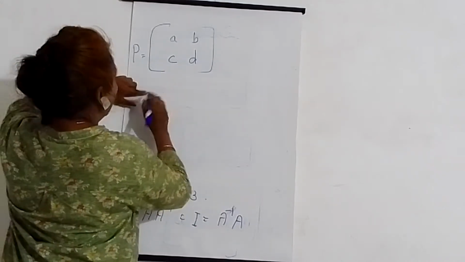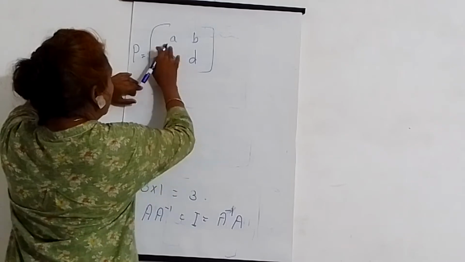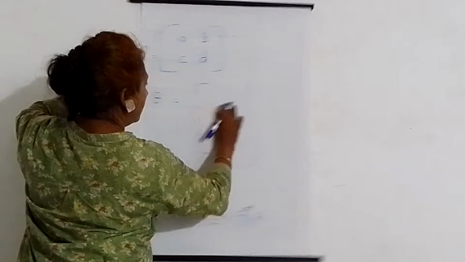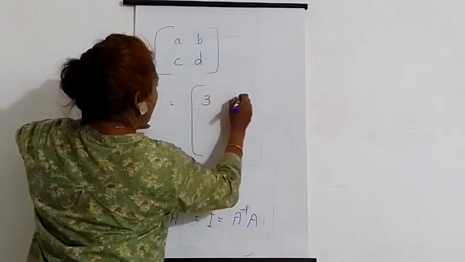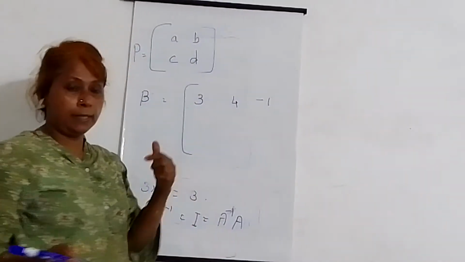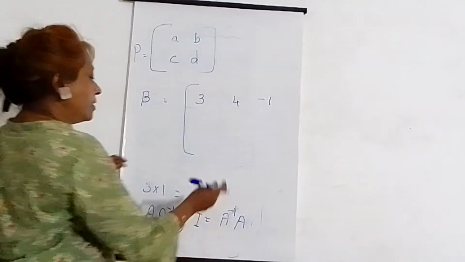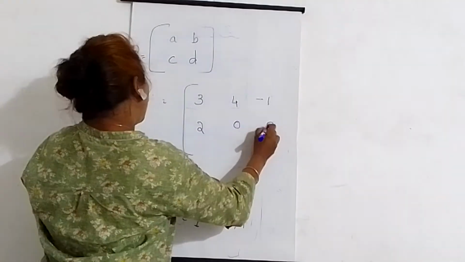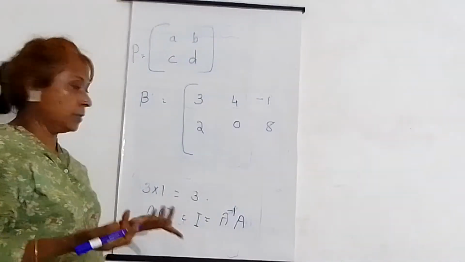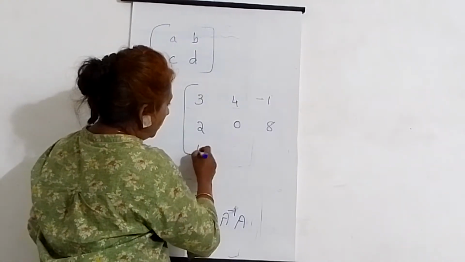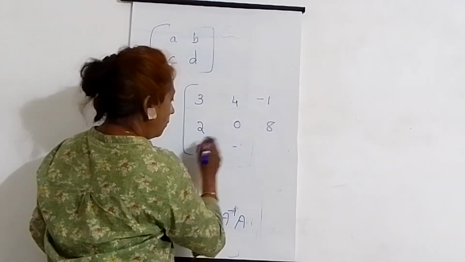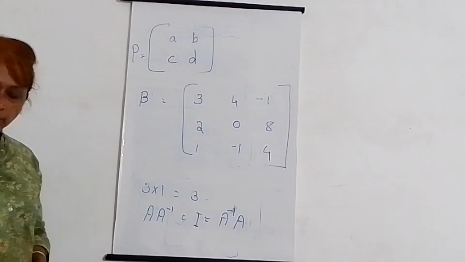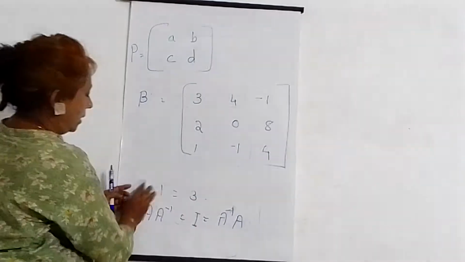I'm going to write another one, let it be B is equal to, a matrix is taken, it's 3, 4, -1. You can put negative values also, so you will be proficient in that one. Okay, now the another one 2, 0, let it be 8. I'm just putting in the numbers, okay. The another one 2, negative, okay, 1, -1, 4. This is the matrix.